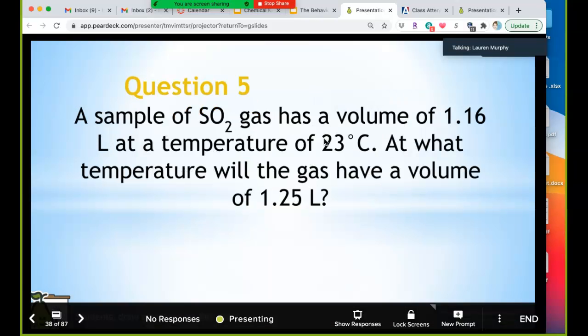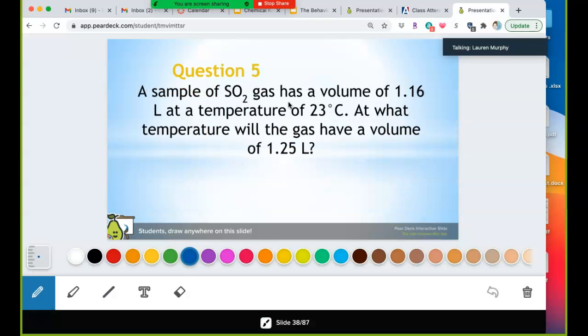So let's look at this one now. It says a sample of sulfur dioxide gas has a volume of 1.16 liters at a temperature of 23 degrees Celsius. So, okay, this is a V. This is a T. What temperature, okay, so T2, that's a new T, right? Will the gas have with a volume of 1.25 liters?